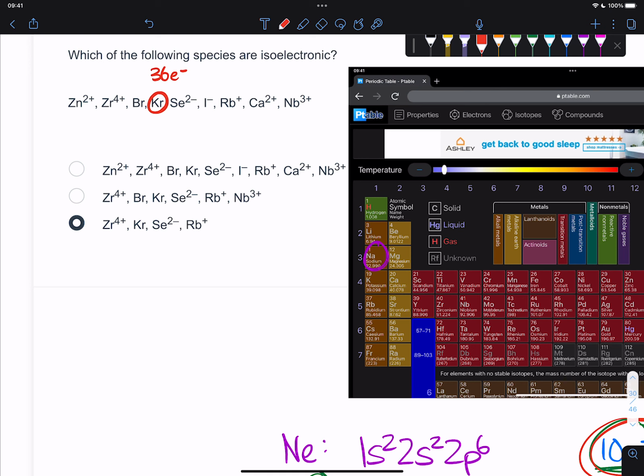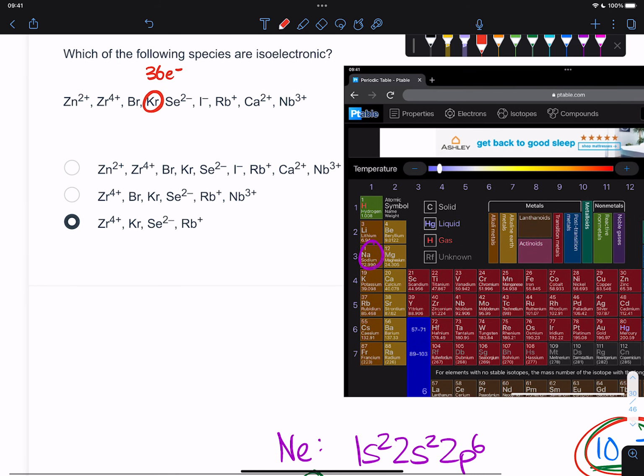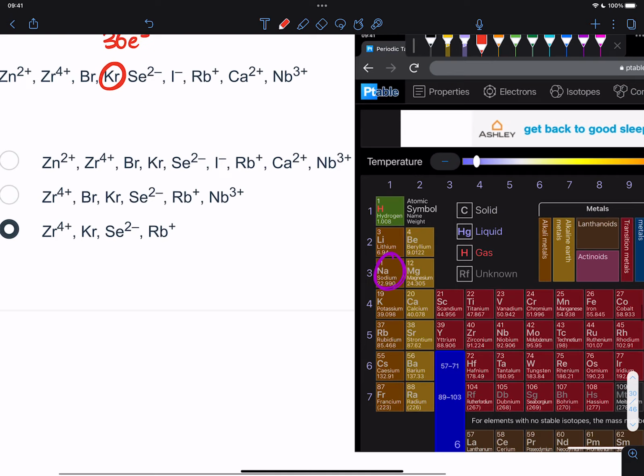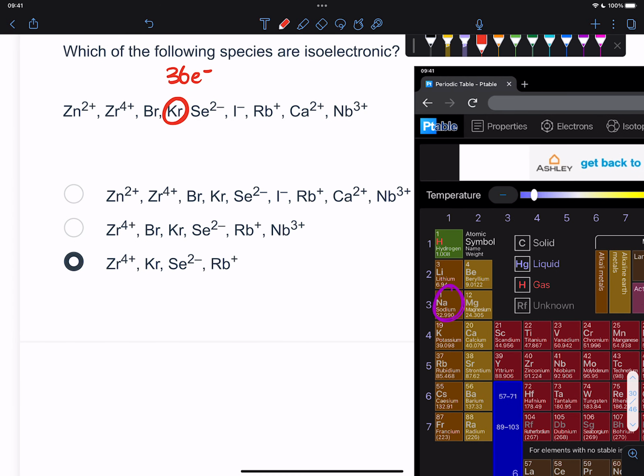Then you look at the other elements. Zinc has 30 electrons when it's neutral, right? But you lost 2, so minus 2, and that gives you 28. That's not looking like it's going to fit. It's not going to give us the same number of electrons as krypton. So zinc 2 plus is out.